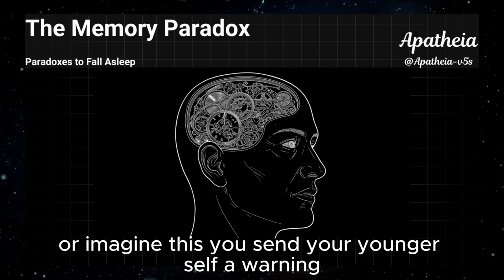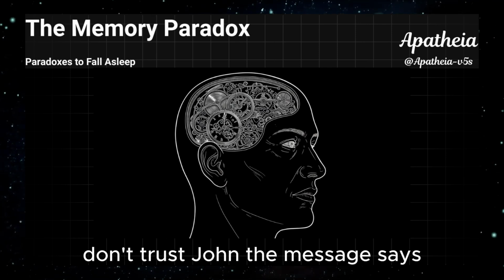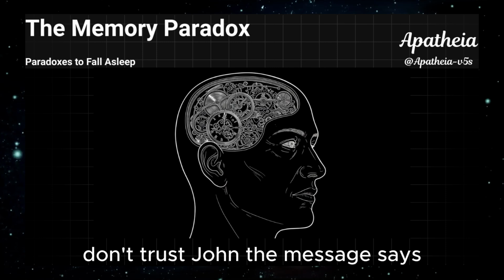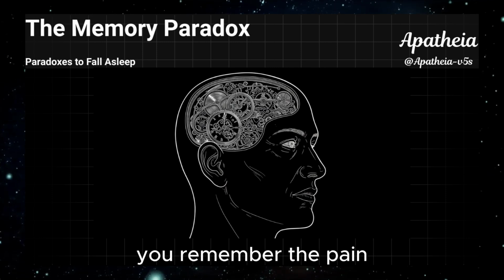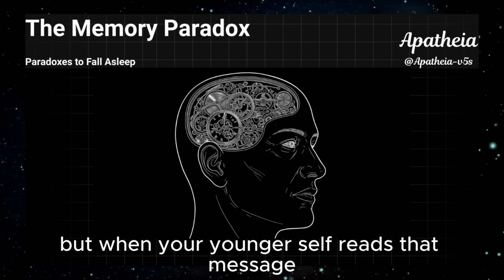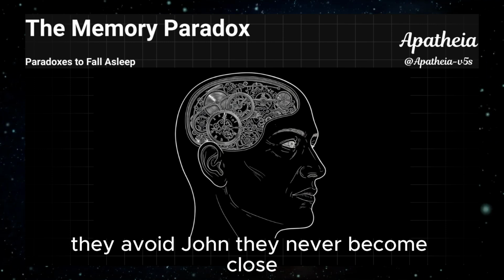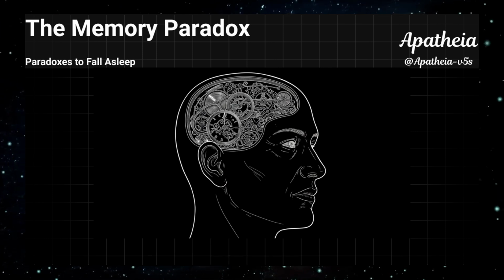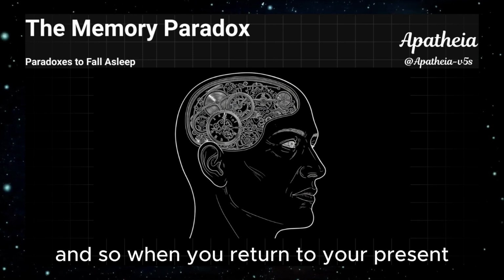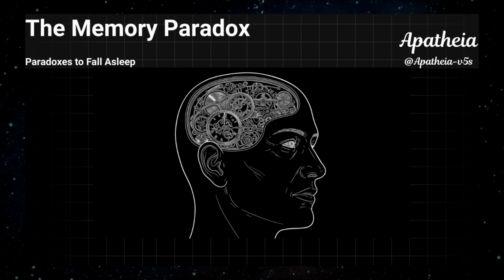Or imagine this, you send your younger self a warning. "Don't trust John," the message says. He betrays you. You know this because you lived it. You remember the pain, but when your younger self reads that message, they avoid John. They never become close. There's no betrayal. The trauma never happens. And so, when you return to your present, you no longer remember it either.